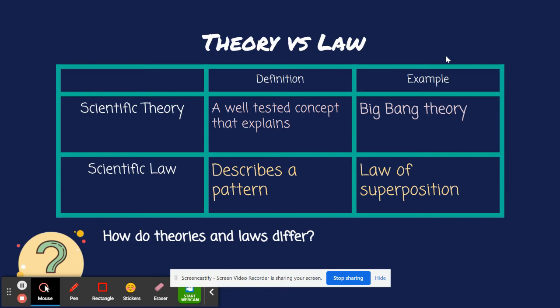Another thing we should know the difference between are scientific theories and laws. A theory is a well-tested concept that explains something. An example is the Big Bang Theory. Scientific laws describe a pattern, like the law of superposition. It's important to remember that a theory explains while a law describes.